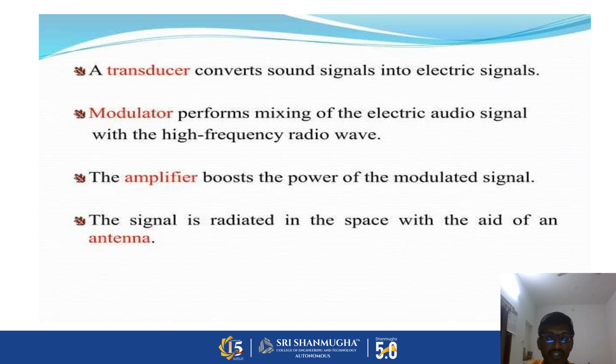So the modulator generally operates to mix the carrier signal into the original message signal to increase the frequency range. That is called modulation. Next, the amplifier. Amplifier means to boost the power of the modulated signal. That is the main operation of the amplifier. Next, the signal is radiated in the space with the aid of an antenna.